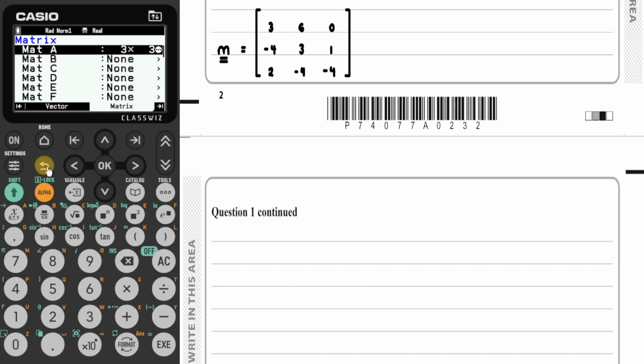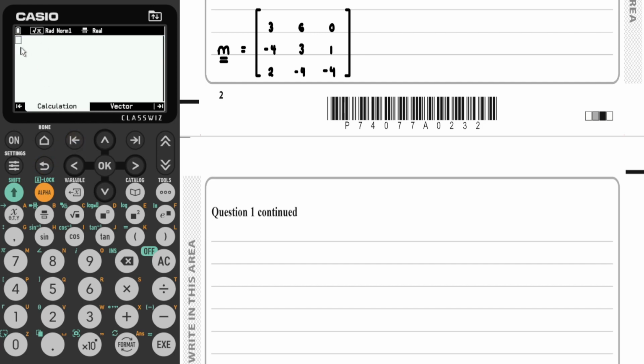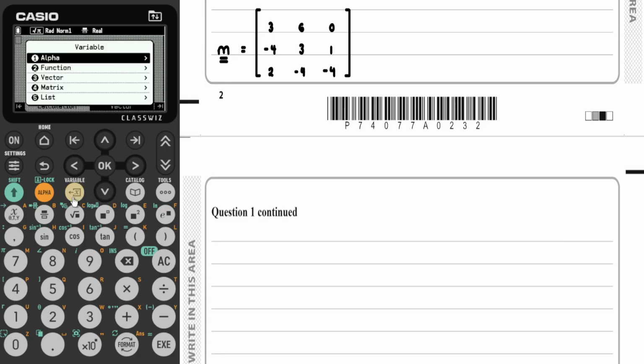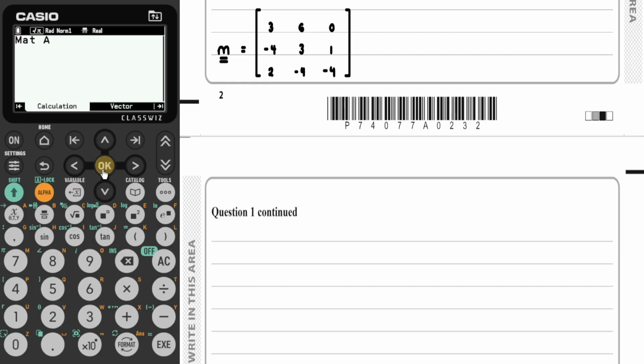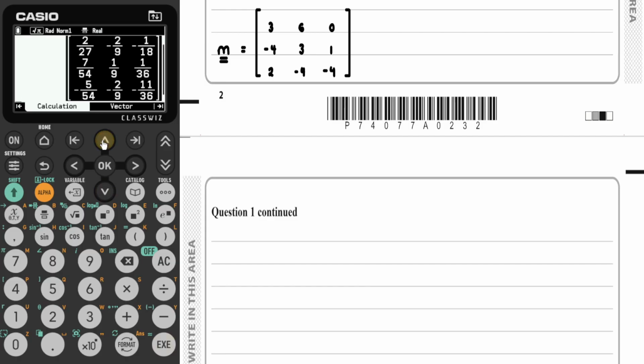Let's press back and let's return to the calculation. We now need to input in matrix A here. So we have variable, then we go to the fourth option for matrix. We want to use matrix A. We wish to find its inverse. You can see the inverse of matrix M here.